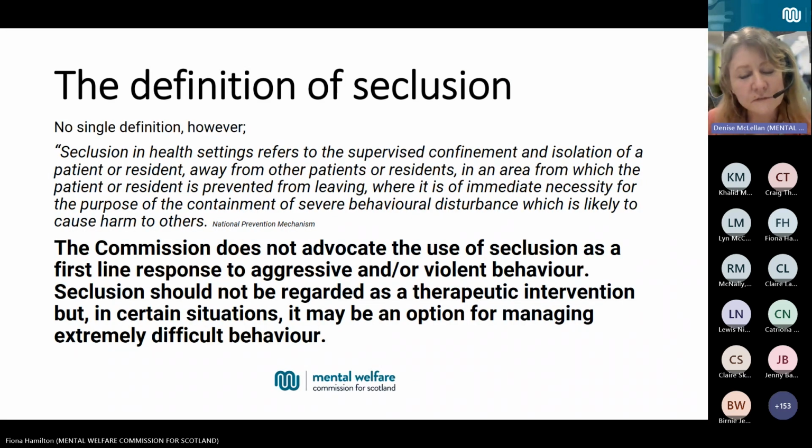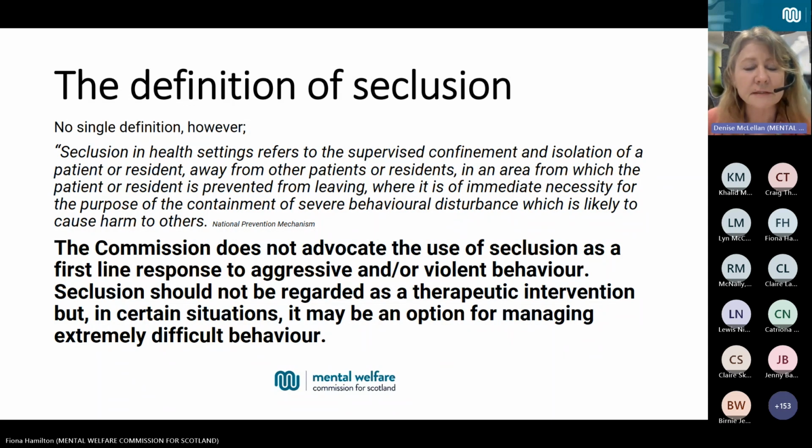So what is the definition of seclusion? There is no single definition. But the UK Preventative Mechanisms definition from Isolation and Detention 2017 is the Mental Welfare Commission's current working definition. So I'll read it out to you.